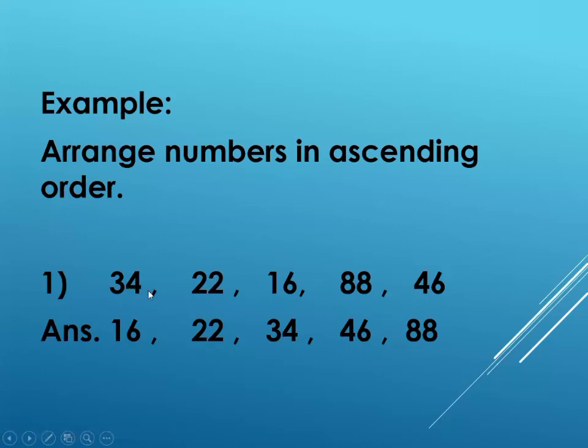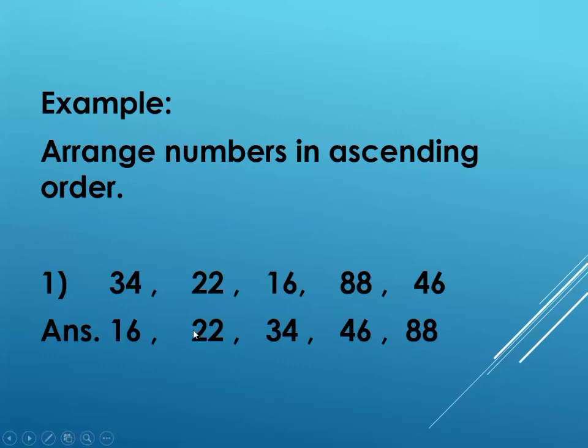Now we have 3 numbers remaining. 34, 88 and 46. In these 3 numbers, which one is smaller? 34 is smaller. So we write here 34, comma. So remaining numbers are 46 and 88. Which one is smaller in these 2 numbers? 46 is smaller. So we write here 46. And last we write 88.